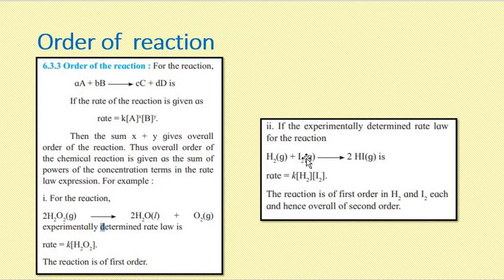If the experimentally determined rate law for the reaction is rate equal to K multiplied by the concentration of hydrogen and the concentration of iodine, both the exponents of hydrogen and iodine are 1 and 1. So the reaction is second order, and I can say the order of reaction is 2.